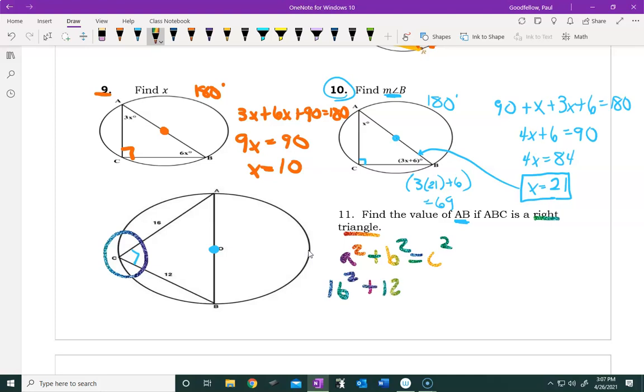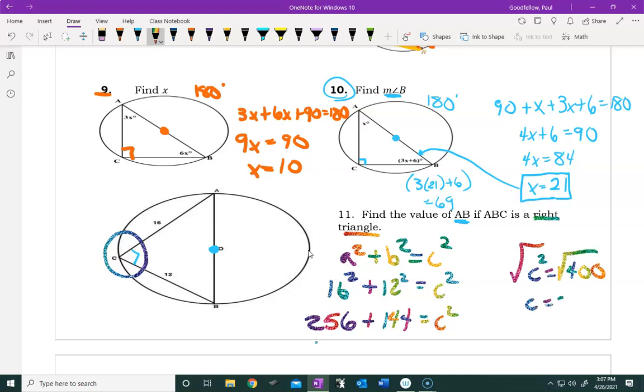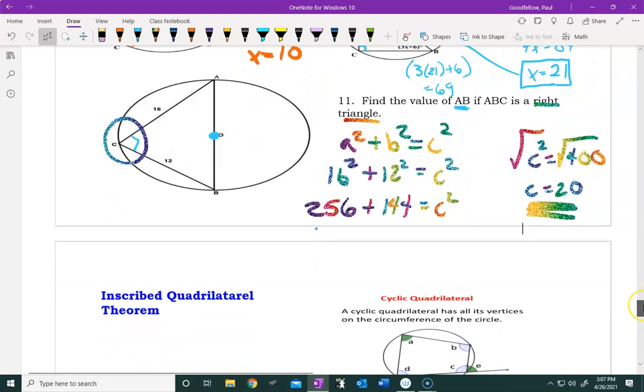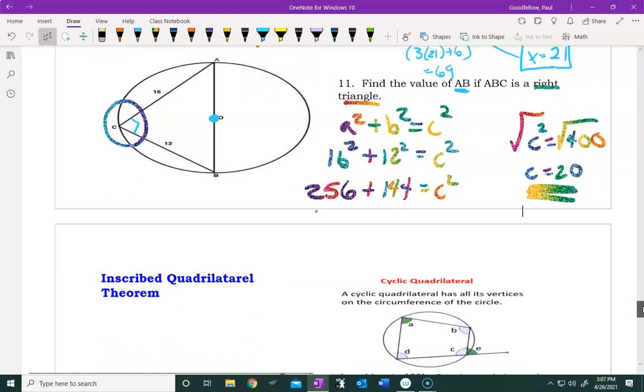16 squared plus 12 squared is equal to c squared, or 256 plus 144 is equal to c squared. And I think that adds to 400. And the square root of 400 happens to be 20. And cha-ching, bada bing. Who'd have thought circles and right triangles would be related? Yeah, that's why we learn triangles, right triangles, before we do circles.